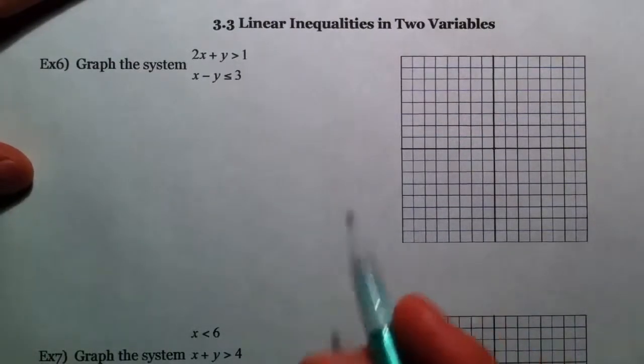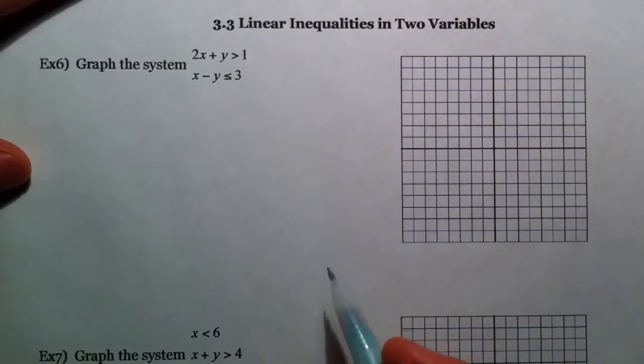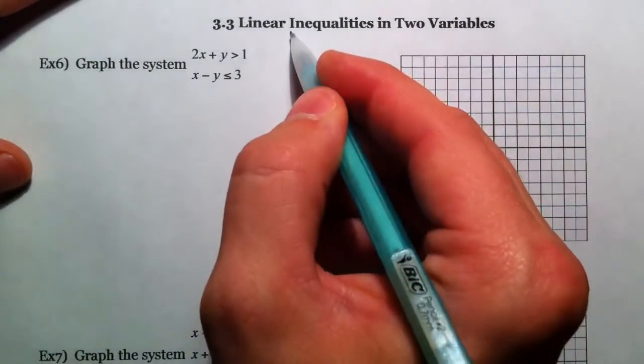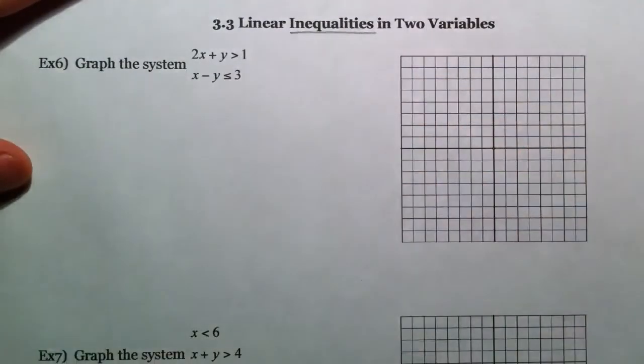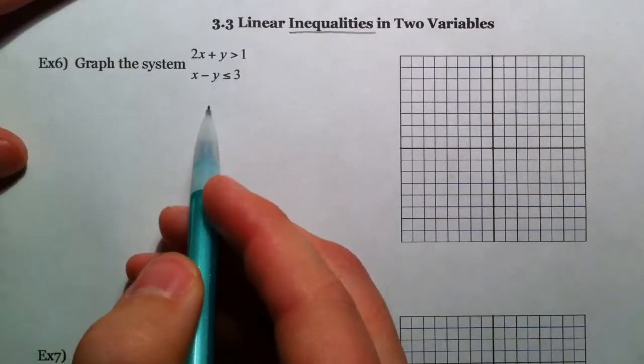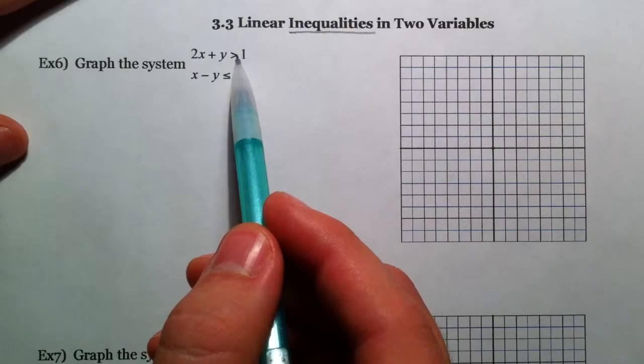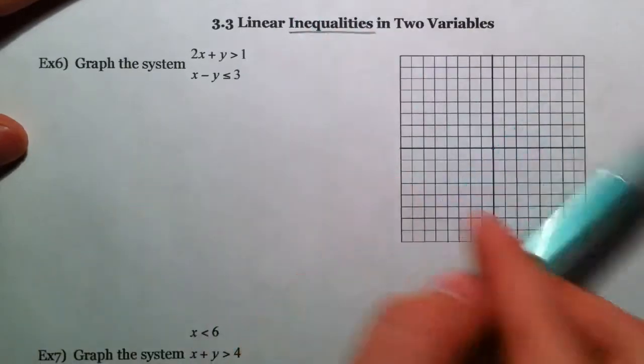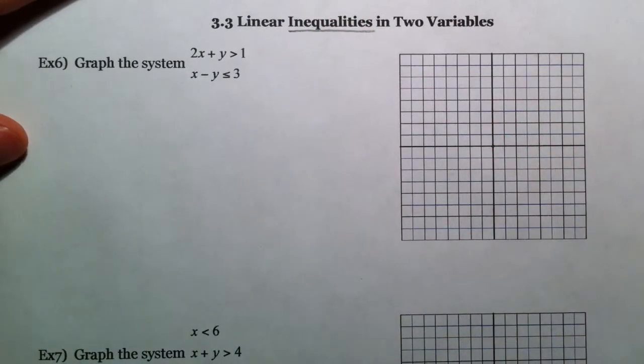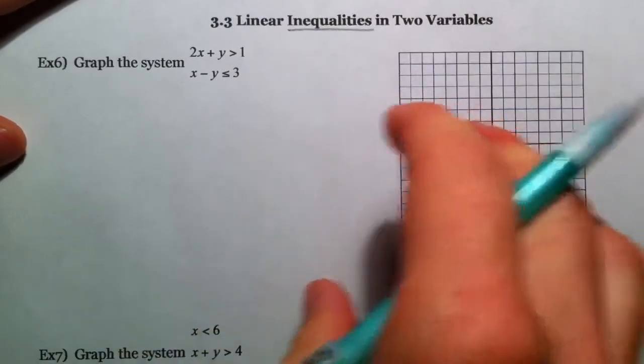Alright, linear inequalities in two variables. We're talking inequalities, so we don't have equal signs anymore. What that means is we're going to be shading, because whenever you have inequalities, you can't represent it with just a bunch of points.